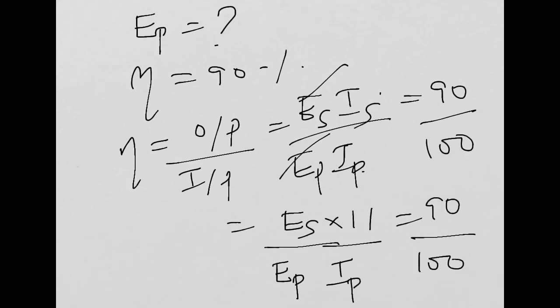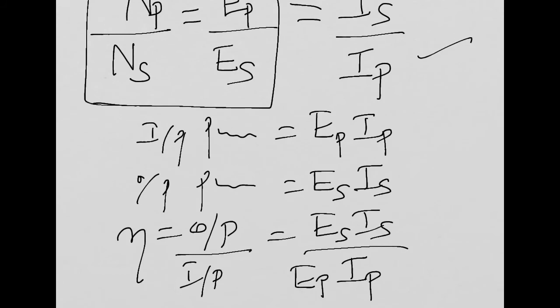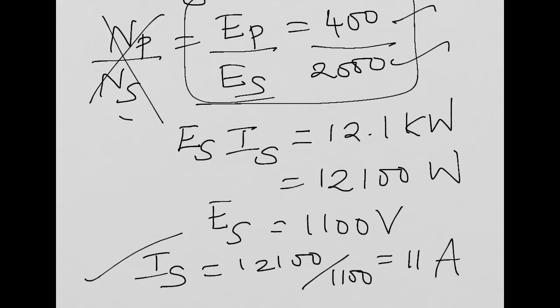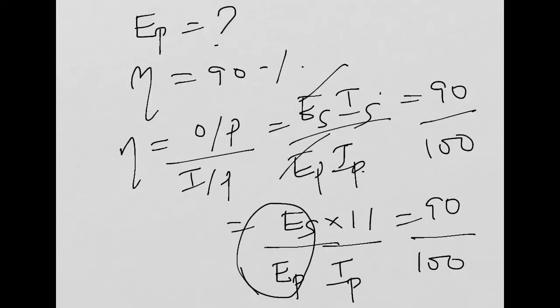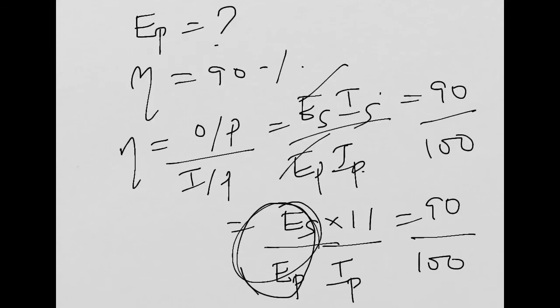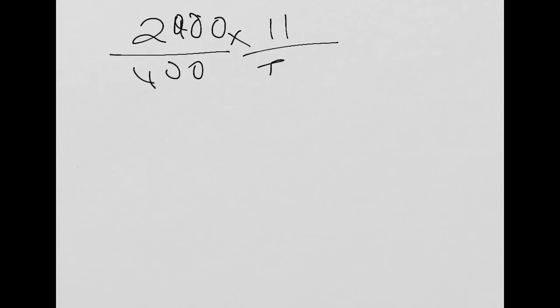Smart way of looking at this. Why? Because I know the ratio of ES by EP. If EP by ES is 400 by 2000, then ES by EP is 2000 by 400. So instead of this place, I can write 2000 by 400 into 11 by IP is equal to 90 by 100.